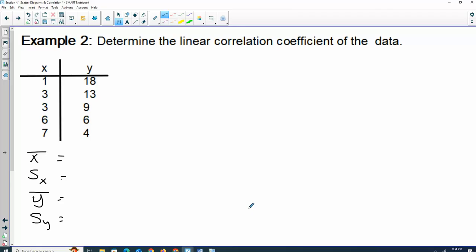So you enter both of those and you're going to do your 2 variable statistics. What do you get for your mean of x? Standard deviation. We're doing sample standard deviation. 2.4. Let's do 449. Okay. Mean of y. And standard deviation of y?